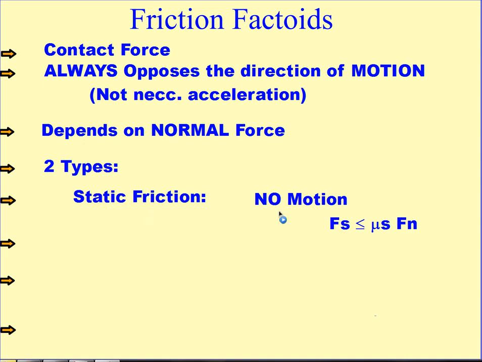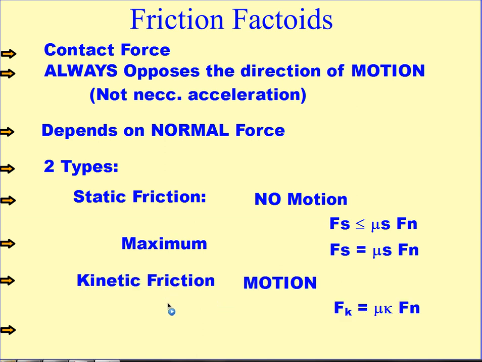Static friction, and in static friction there is no motion. In this case, we talk about it being less than or equal to μs times the normal force. The maximum static friction is μs times the normal force. The second type of friction is kinetic, and kinetic friction is always equal to μk times Fn.